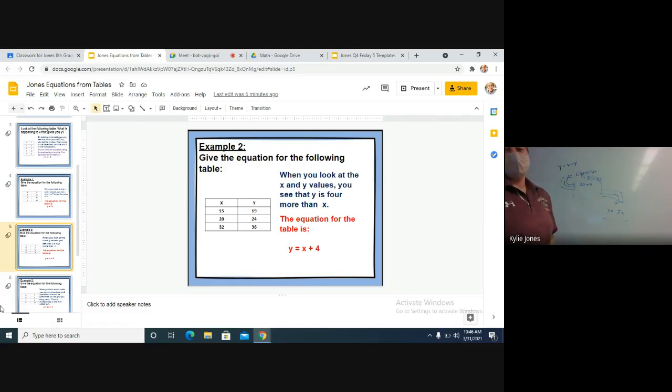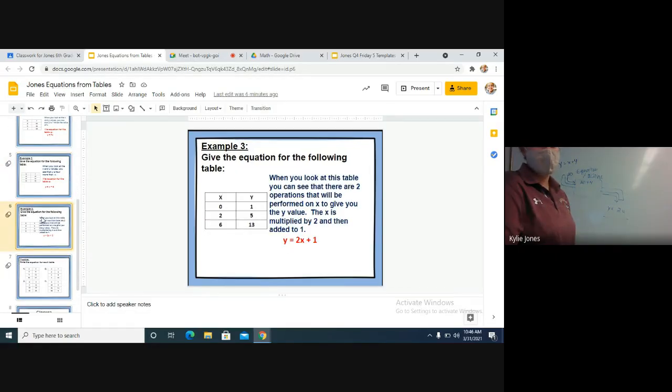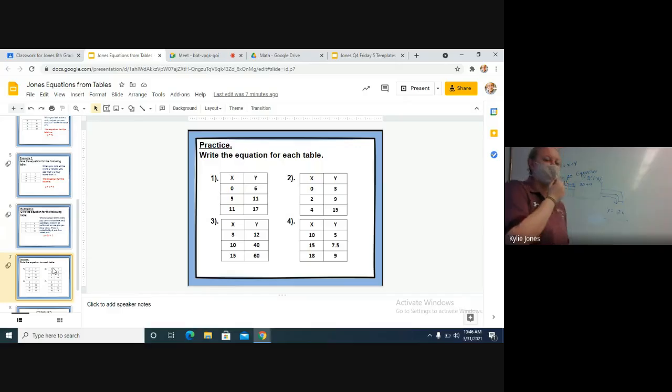So these ones have given us the equation as we look at it. Let's try a couple where it doesn't give us the equation. So skip slide number 6. This one is a little more complicated. You multiply by 2 on this one and then have to add 1. Let's look at slide number 7 and try a couple of these. I'm going to leave my equation machine up for now.